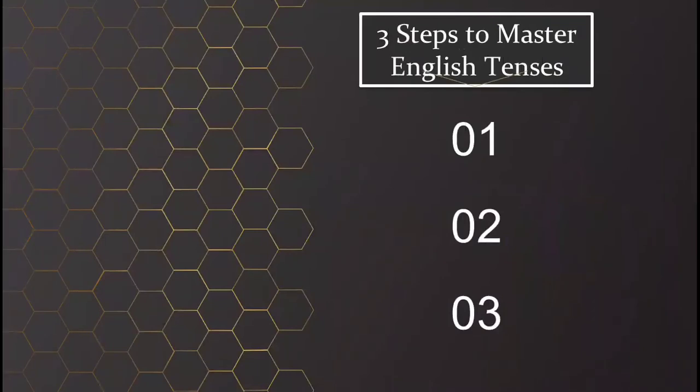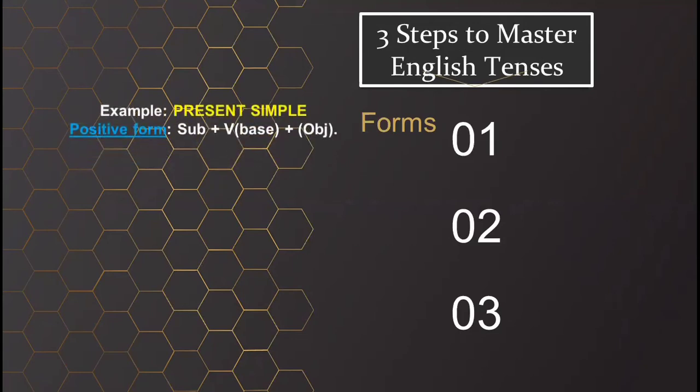What are the three important steps that we need to master in order to successfully learn English tenses? First, you need to learn about the forms. Suppose we are now studying present simple, everybody. The first thing that you need to learn about the present simple is the form. How can we form present simple? Okay, so this is the form of present simple in positive. We have subject plus verb base plus optional object. So you need to remember the form first.